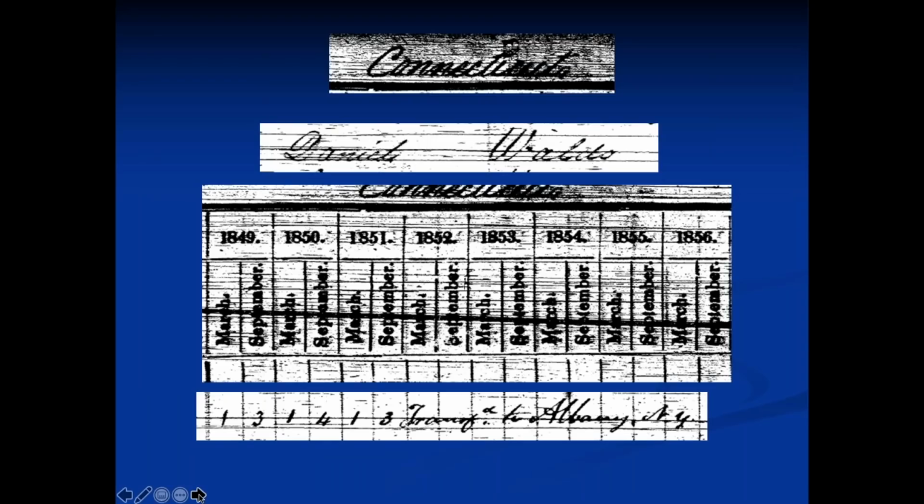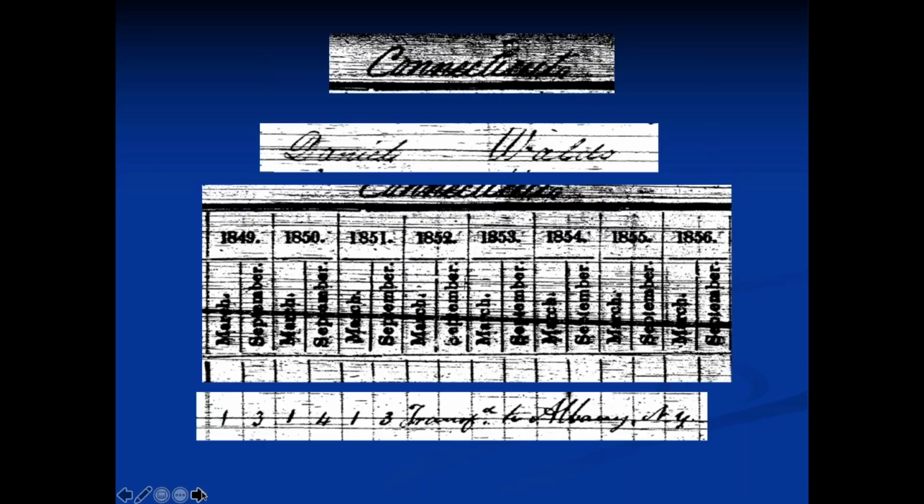So here's Daniel Waldo. And here he is in 1849 in the first quarter in March. He's getting a payment. In the third quarter, he's getting a payment, just like he should. In 1850, he's getting a payment in the first quarter, but then he's a little late. In 1850, he doesn't pick up his money until the second quarter. But by 1851, he's back on track.